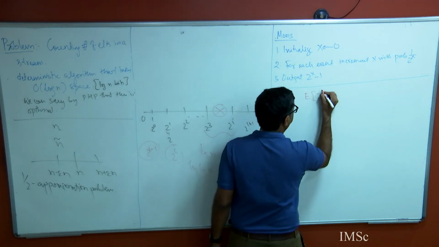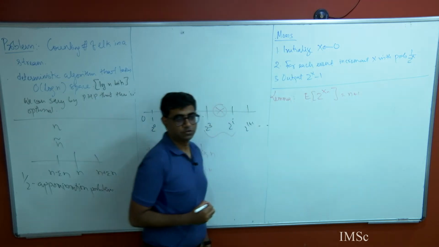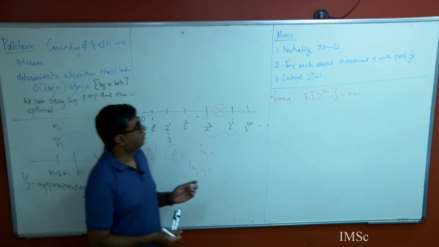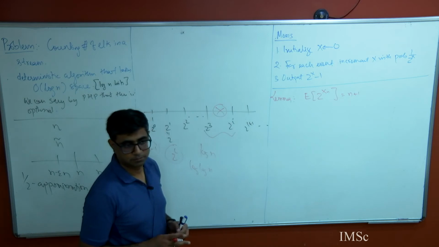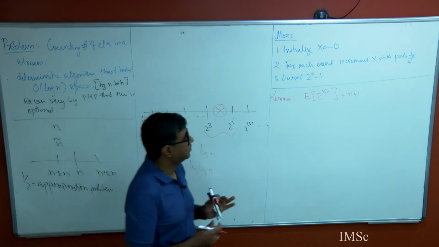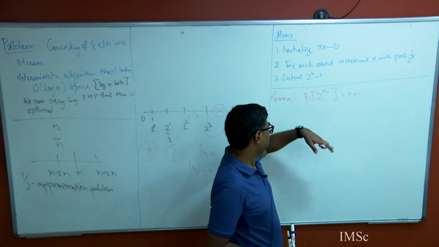The expectation of the random variable 2 power Xn is n plus 1. This is what we showed, and this is why we are outputting 2 power X minus 1. We showed this using induction, but this only tells us that we achieve this expectation.